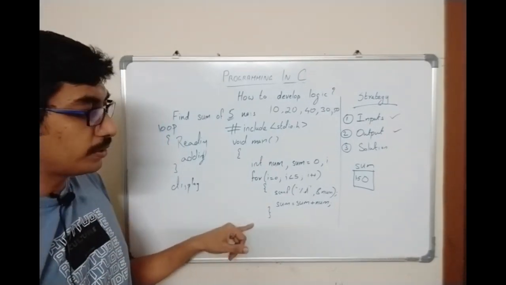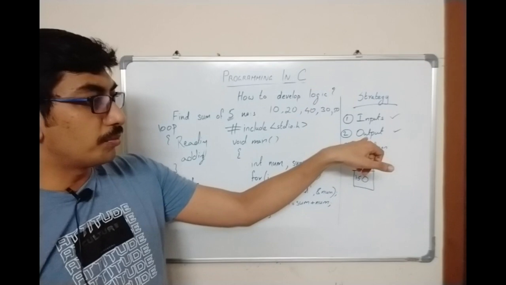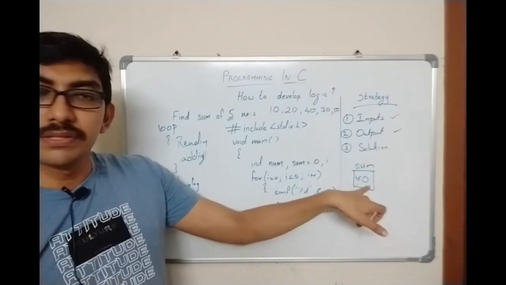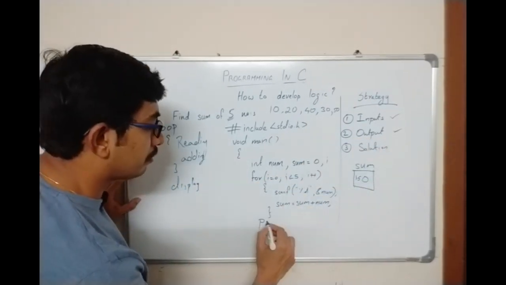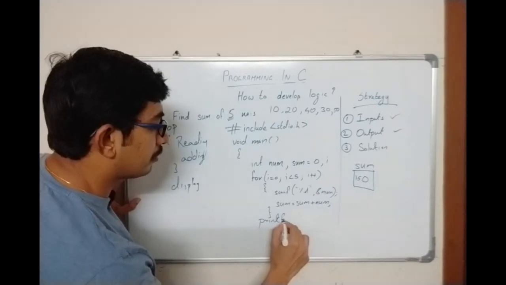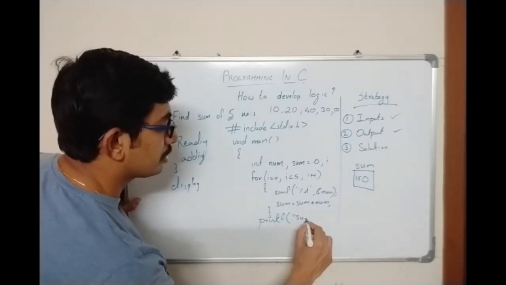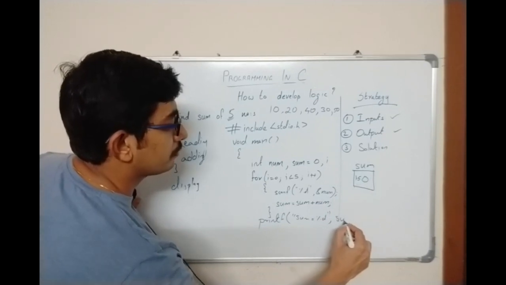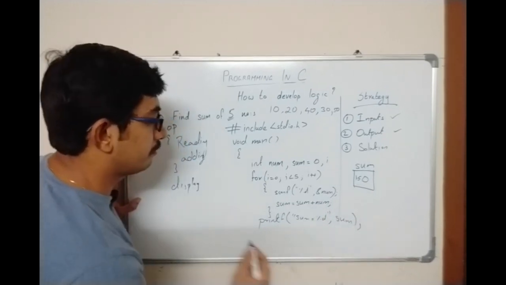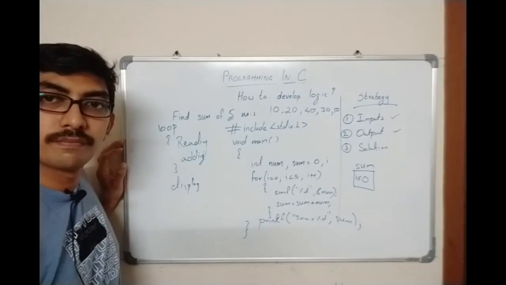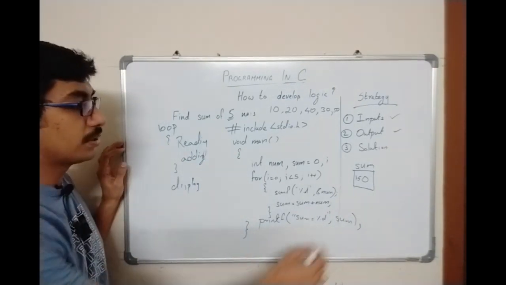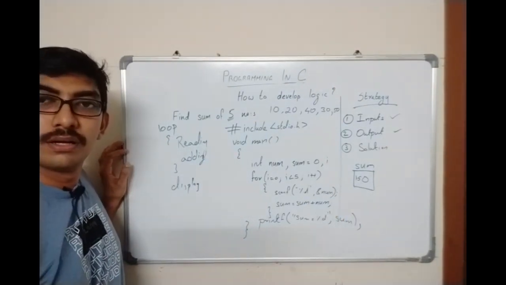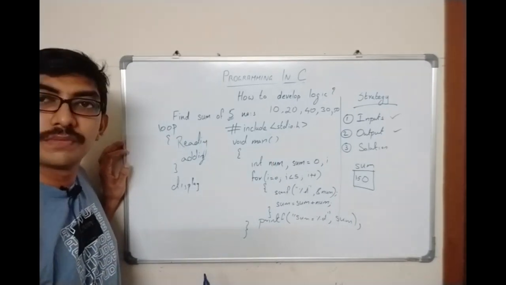And once you are out of the loop, you have to display the output, which is stored in the variable sum. So it will be printf sum is equal to %d, comma, you have it in variable sum. I hope you can follow the code. I hope it is clear.